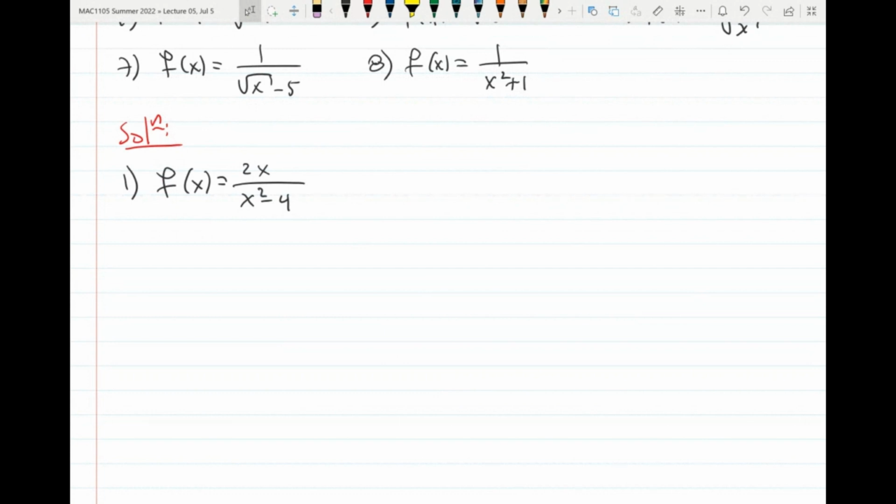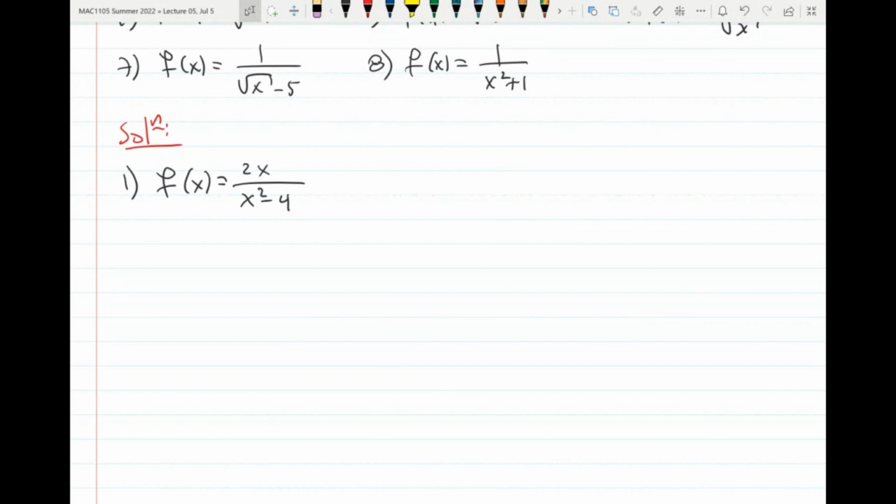Looking at this function, the top itself is a perfectly fine expression. Whatever x you give me, I multiply by 2. So the top is okay. The bottom itself is also okay. You can always do x squared minus 4 regardless of x. Now, what's not good is the whole thing, because the whole thing is a fraction. So then you need to worry, okay, I have to make sure that this denominator here is not 0.